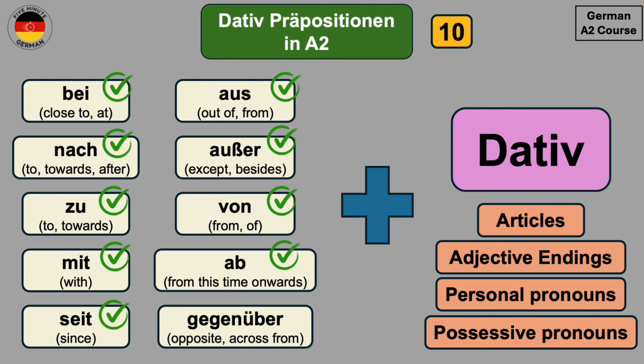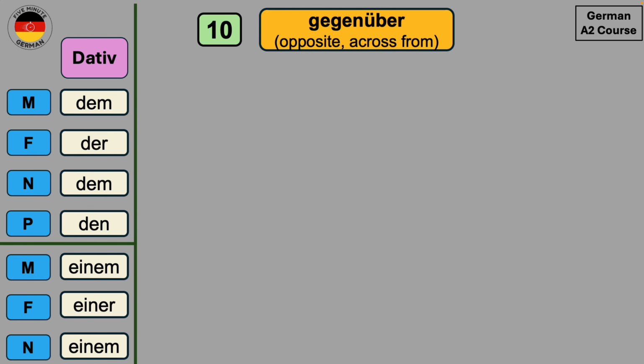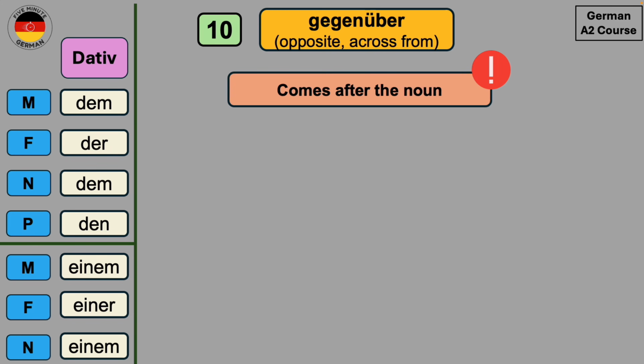Now let's take a look at the last dative preposition in A2, which is gegenüber, which means opposite or across from. Now this preposition is a little different because all the other prepositions came before the noun. For example, von meinem Vater or ab dem 4. August. However, gegenüber is a preposition which comes after the noun. Let's take a look at an example to understand this.